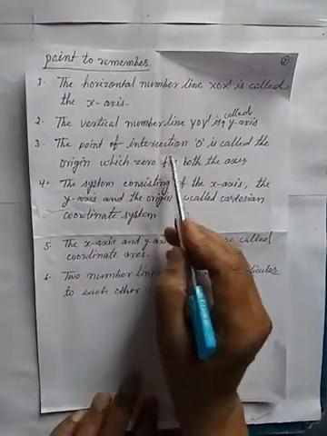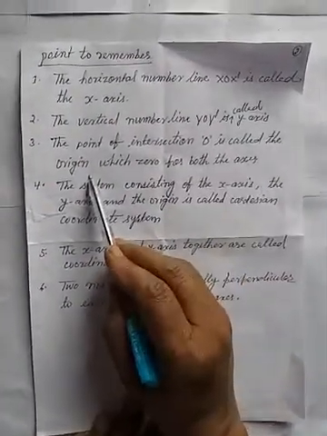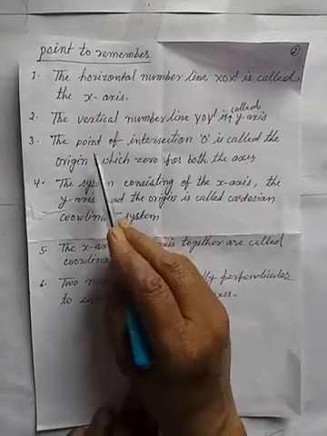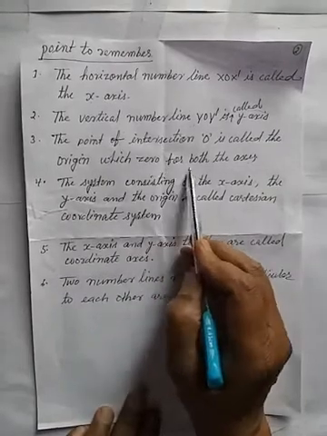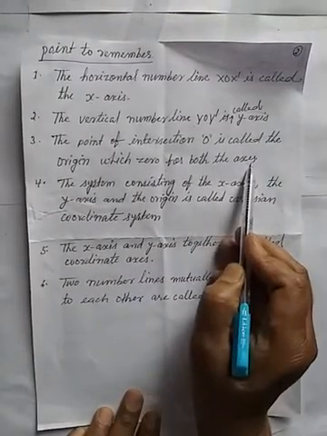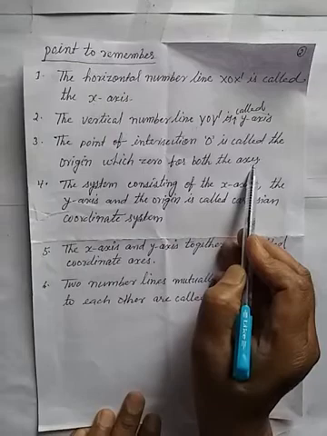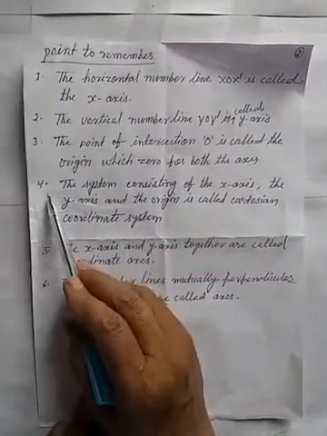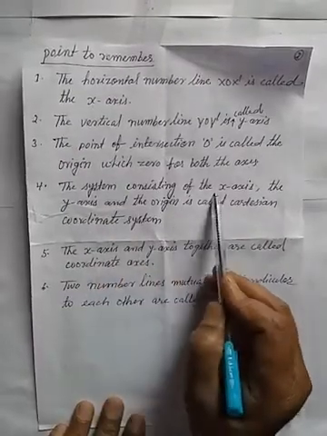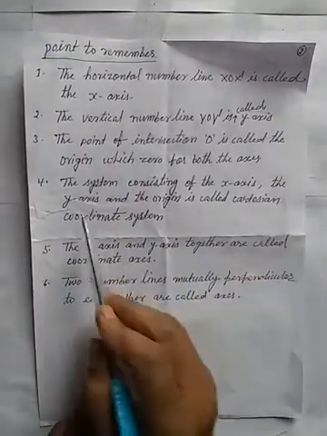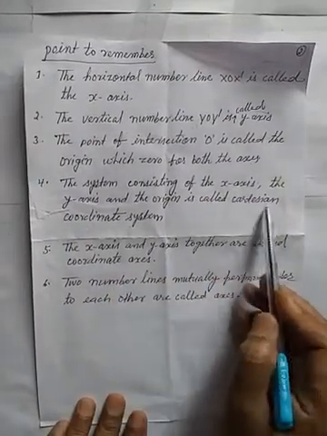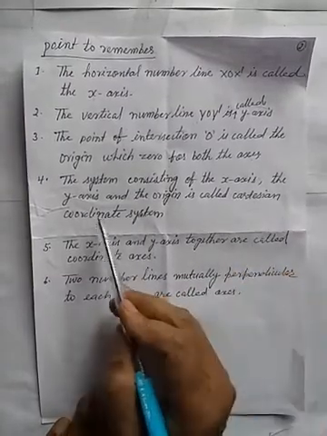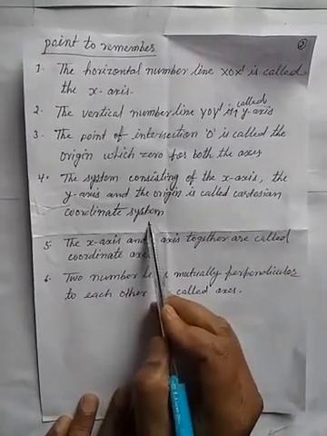Now the point of intersection O is called the origin. What is the origin? Suppose anybody asks you, how will you give the answer? This is the definition: the point which has zero for both the axes. You have to give the answer for what is origin like this. Now let's see the fourth point. The system consisting of the x-axis, the y-axis and the origin is called the Cartesian coordinate system.